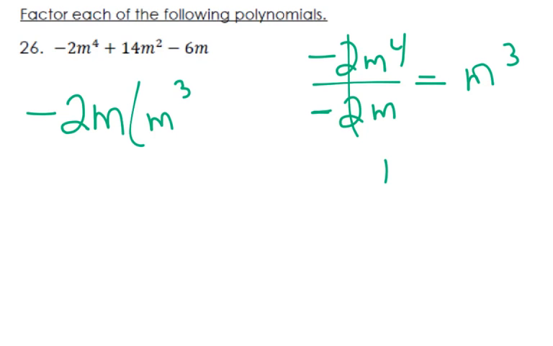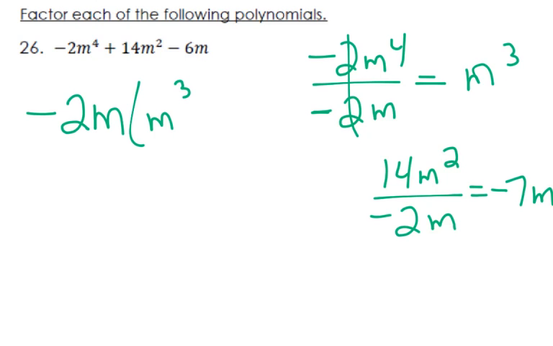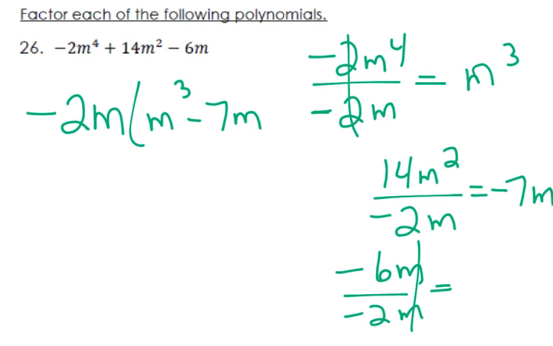If I do 14m squared divided by -2m, I get -7m. So we're going to put -7m. And if I do -6m divided by -2m, the m's cancel, and -6 divided by -2 is +3. So I put +3. And that's my factored form.